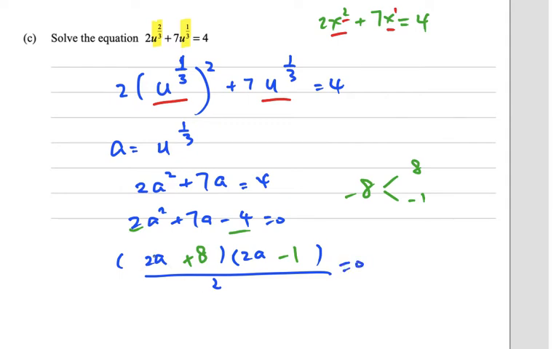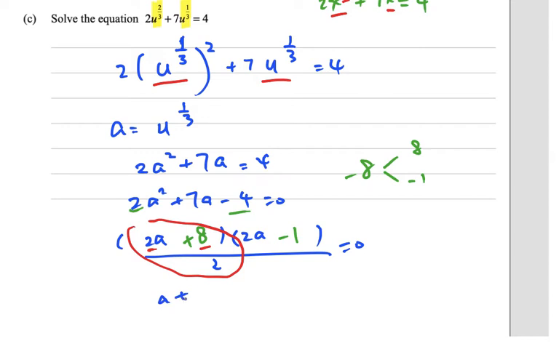Right. And you can see you can simplify that, and both 2 and 8 are multiples of 2. So we can actually divide this way, and we'll have a plus 4, and you have 2a minus 1 equals 0. And for this, a is equal to -4. For this one, a is equal to a half.